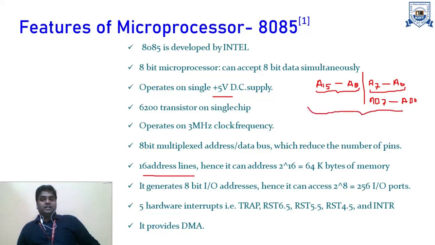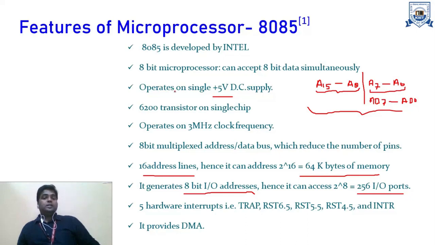When the lower half contains the address information, then this will be considered as 16-bit address information. If the size of the address line is 16 bits, that means 64K bytes of memory can be utilized by this 8085 microprocessor. It generates an 8-bit input output address, hence 2 to the power 8, that is 256 input output ports, can be supported by this microprocessor.